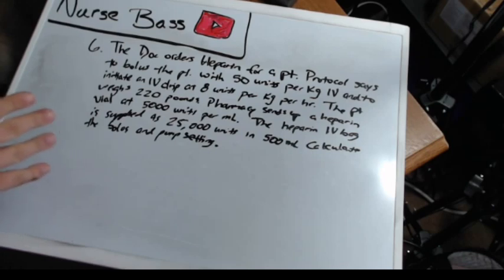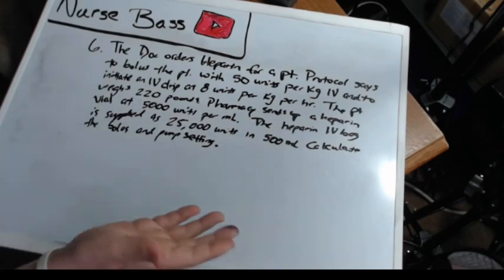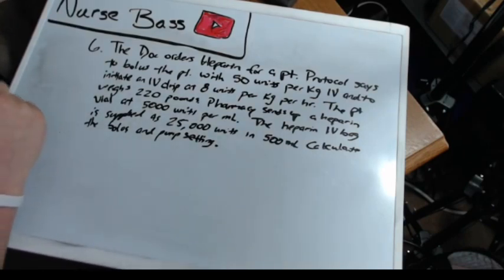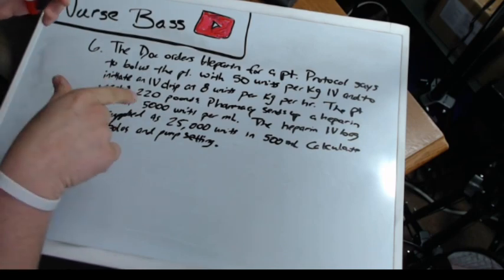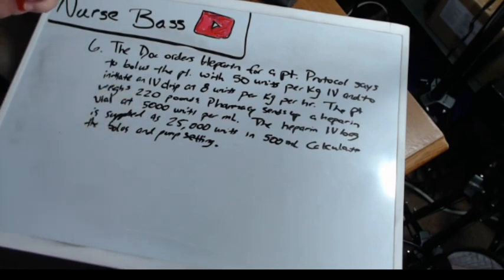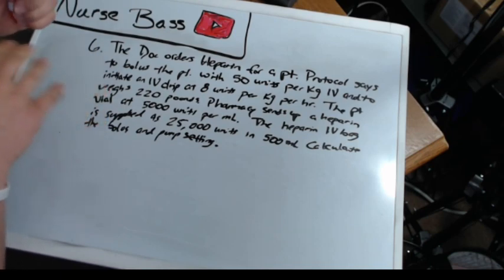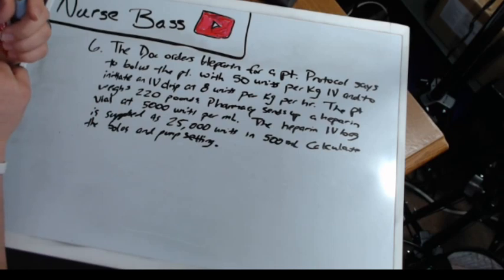The physician orders heparin for a patient. Protocol says to bolus the patient with 50 units per kilogram IV and to initiate an IV drip at 8 units per kilogram per hour. The patient weighs 220 pounds. The pharmacy sends up a heparin vial at 5,000 units per milliliter. The heparin IV bag is supplied as 25,000 units in 500 milliliters. Calculate the bolus and the pump setting.